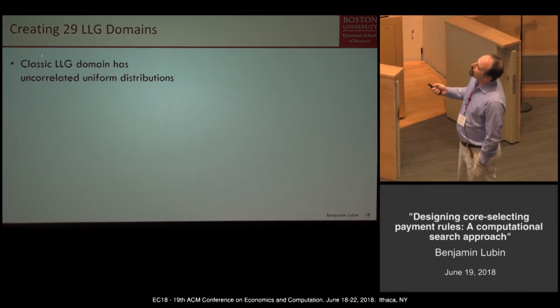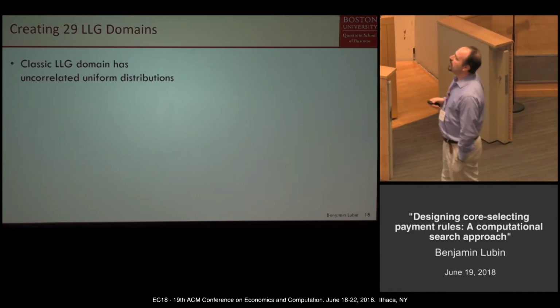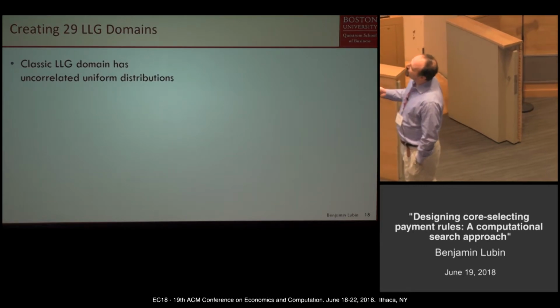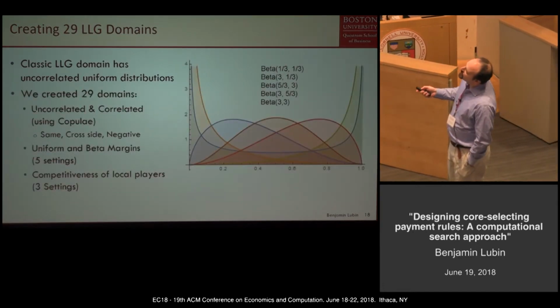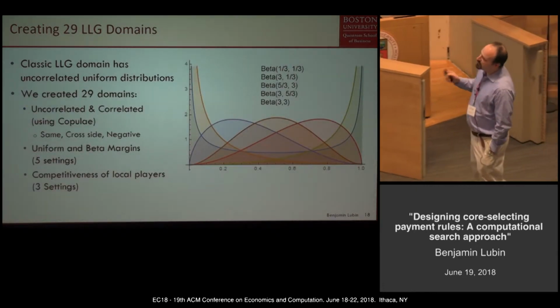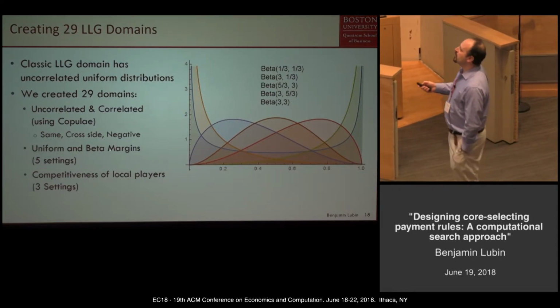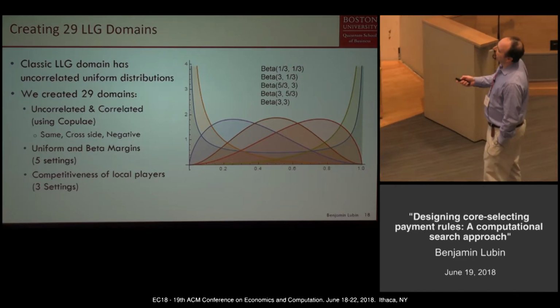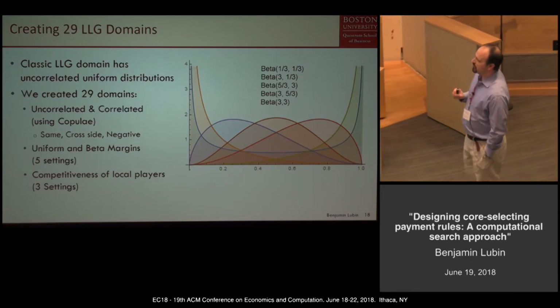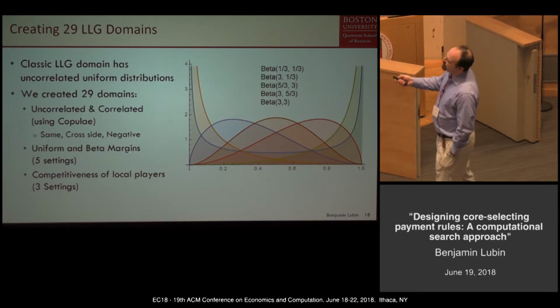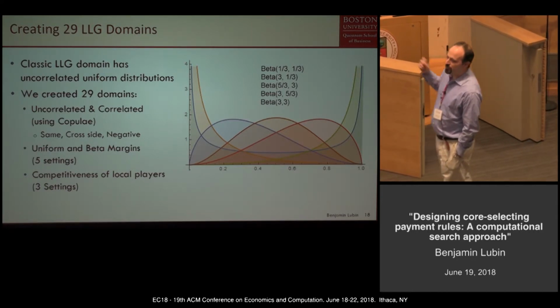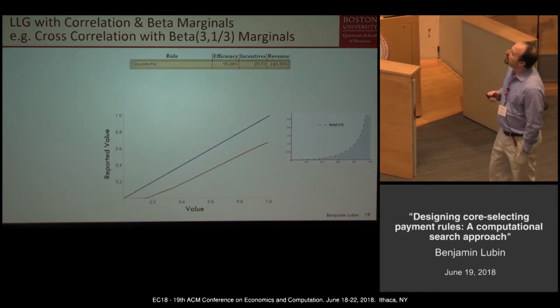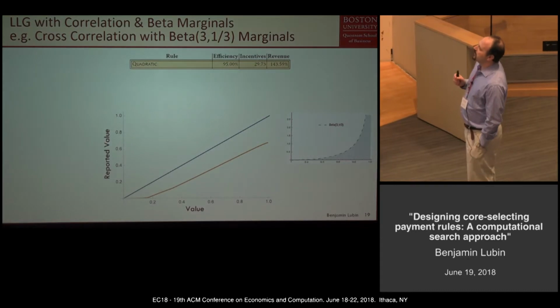Okay, so that was for the classic LLG domain. We've also looked at similar domains, but where we also look at correlation between the different players and also give the players a different marginal distribution besides uniform, in particular a whole set of different potential beta distributions that we've looked at. And we've also looked at varying the competitiveness of the local players relative to the global players. Here's an example from that kind of data.